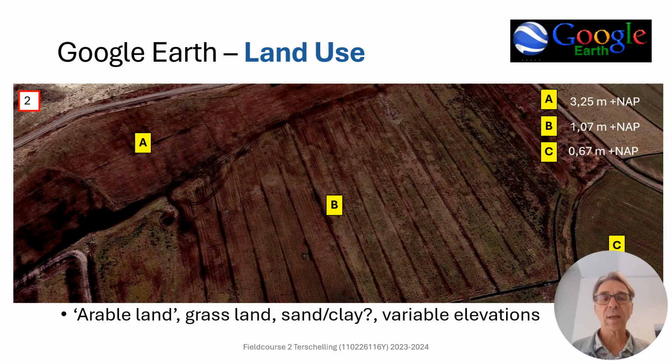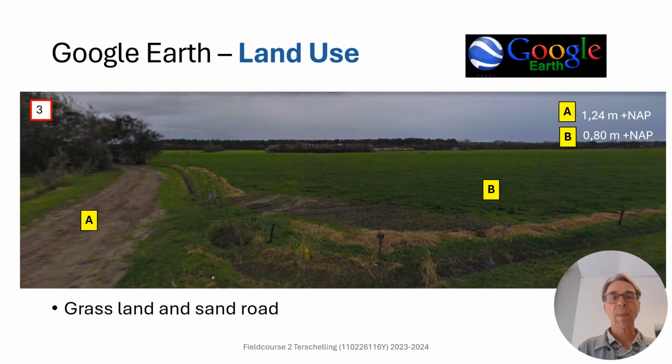Then this is an idea of arable lands, probably some sand-clay alterations with variable elevations. You can see here this is the lowest part, 0.67 plus NAP. This is 1 meter plus NAP, and this A horizon is basically the slope. It says here it's 3.25, but it goes from 5 meters up here to almost 2 meters in this part. So this is really a sloping part. You can also see how much that influences the different land use.